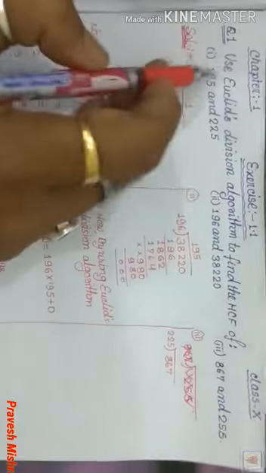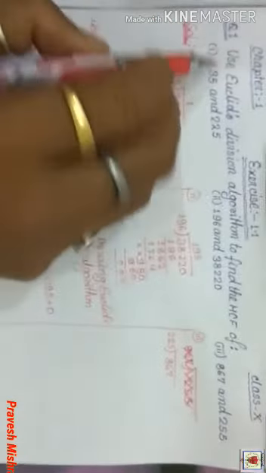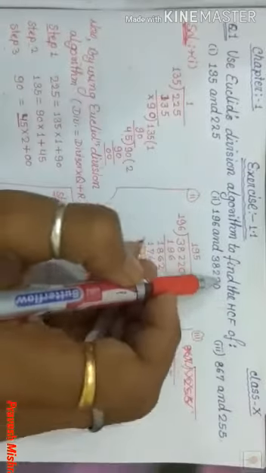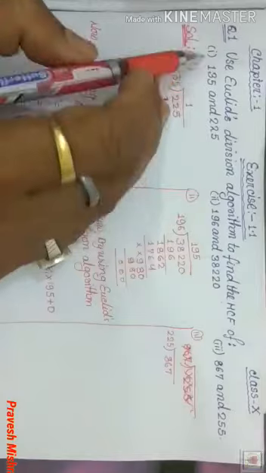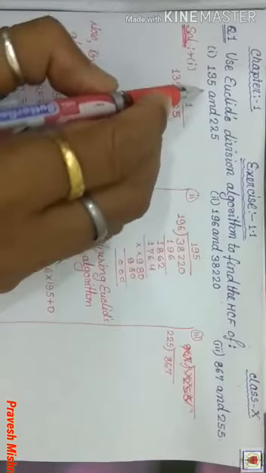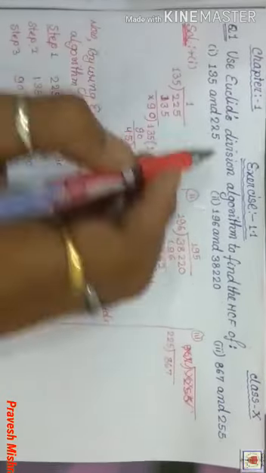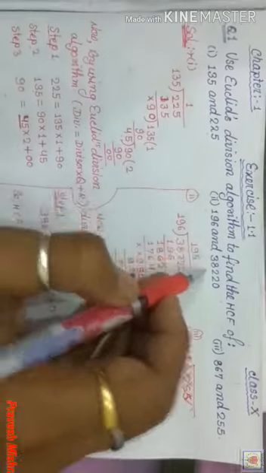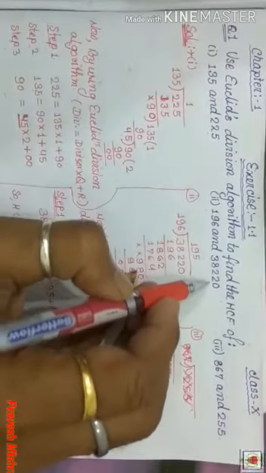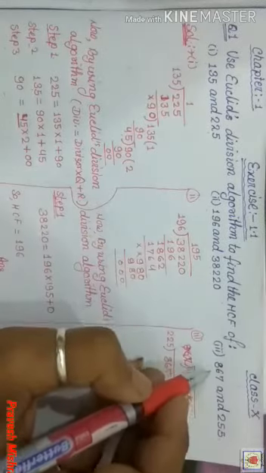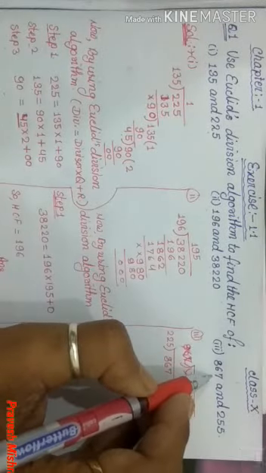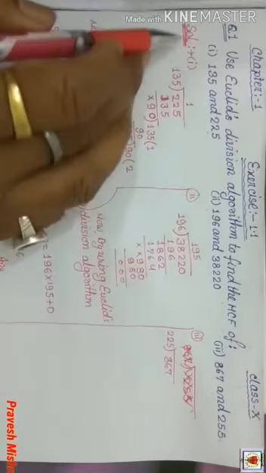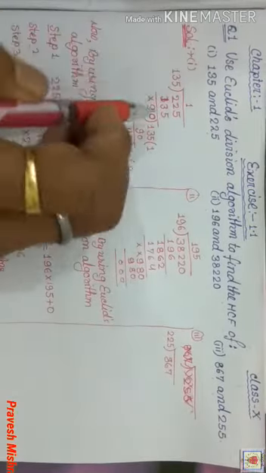Your first question is: use Euclid's division algorithm to find the HCF of the numbers 1) 135 and 225, 2) 196 and 38,220, and 3) 867 and 255. So, the solution of your first question.